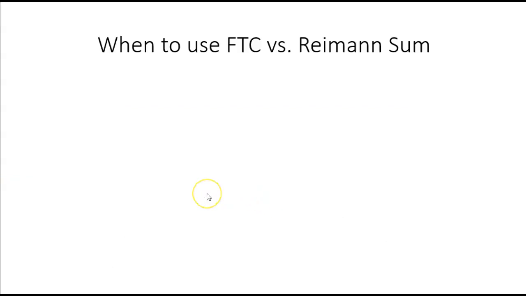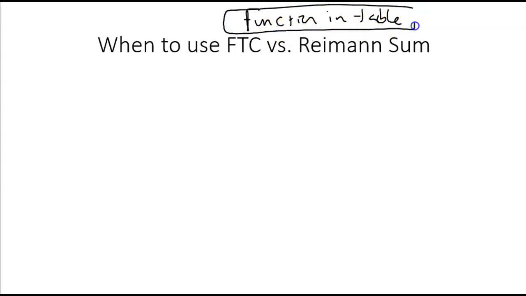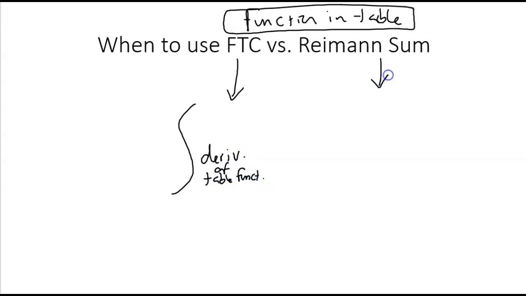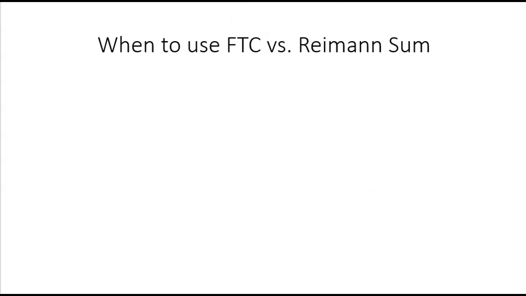Okay, moving along. So how do you know when you're going to use the FTC versus the Riemann sum? You're going to have some kind of a function in the table. You're going to use the FTC if you're integrating the derivative of the table function. You're going to use a Riemann sum if you're integrating the table function. So that's how you would know the difference between whether you're just going to do the fundamental theorem of calculus versus a Riemann sum. Okay. All right, let's go ahead and move on.